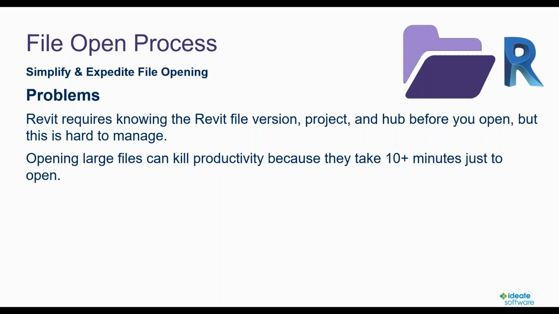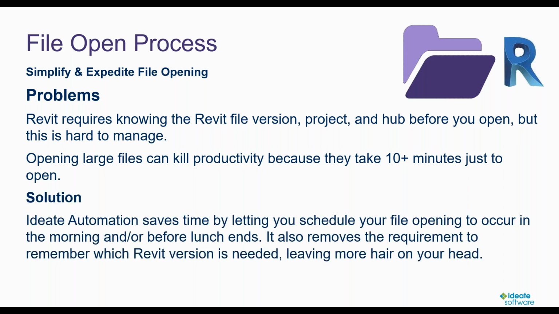Productivity you've lost straight away just because you're waiting for the file to open. So in that example, you could set up automation to open a new local file for each user at a certain time, and then when they come into the office, that file would be ready to work on.